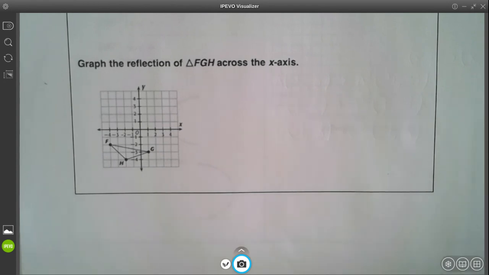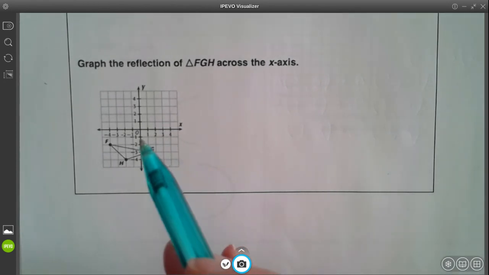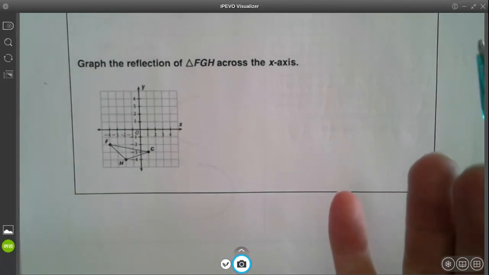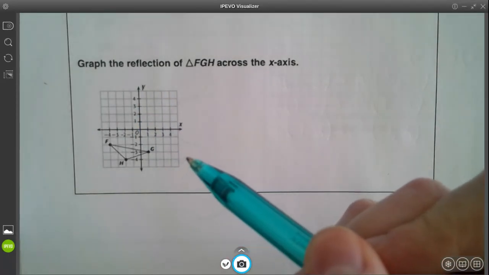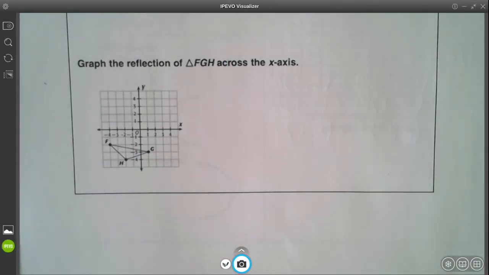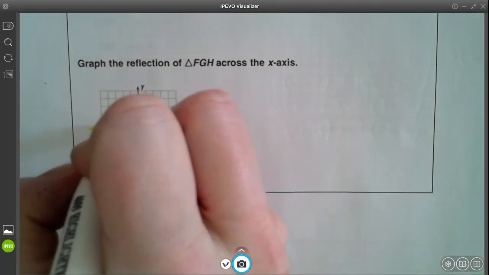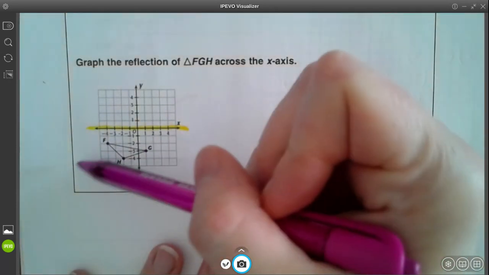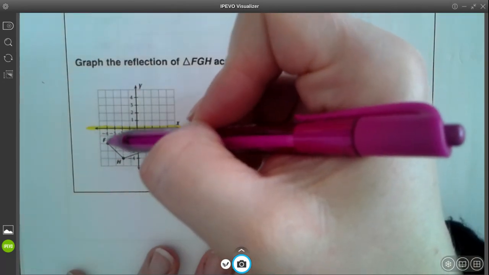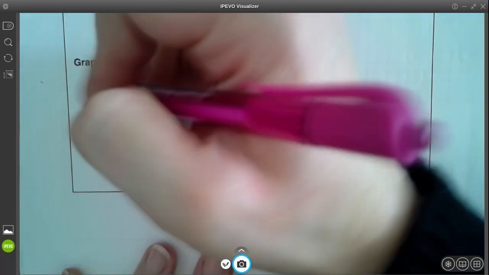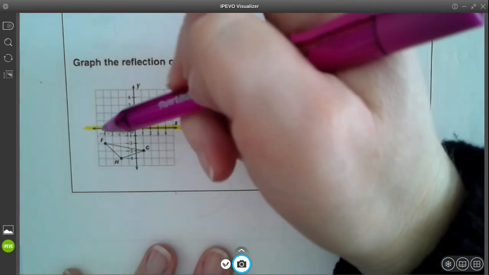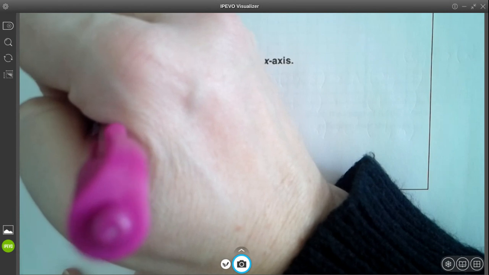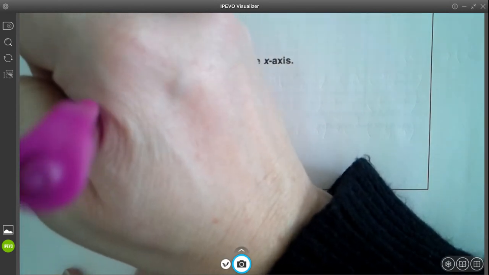So again, there are several ways to do this. You could write down all the coordinates and use the rule, but I'm just going to use the fast method because I have the graph, okay? So reflecting across the x-axis means this is my line of reflection. This is my mirror. So to do this quickly, okay, F is 2 units below the x-axis. So that means F prime on the same line at -4 here is going to be 2 units above the x-axis. So this is F prime.